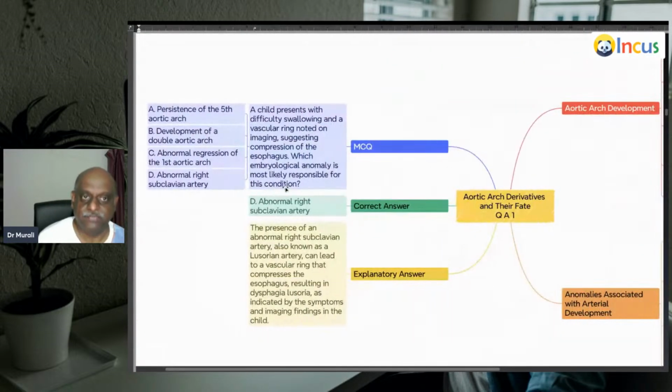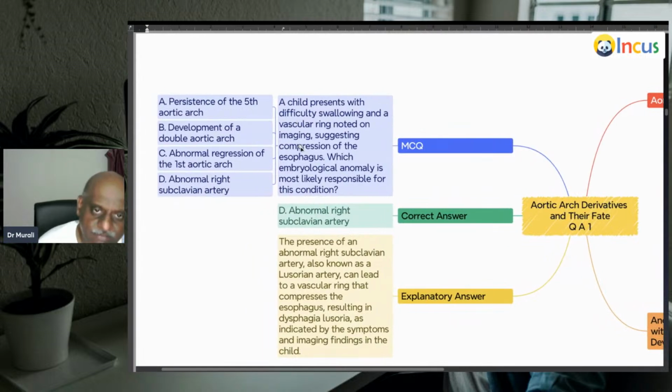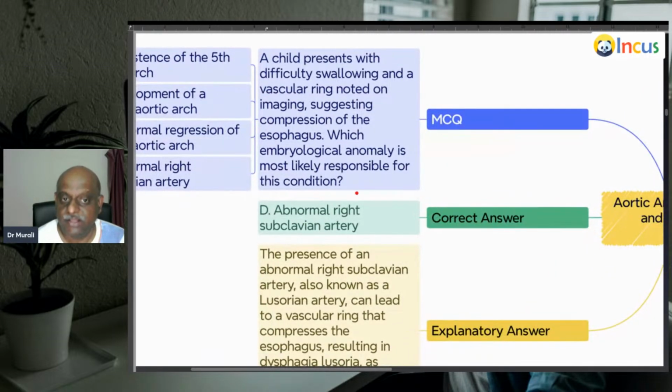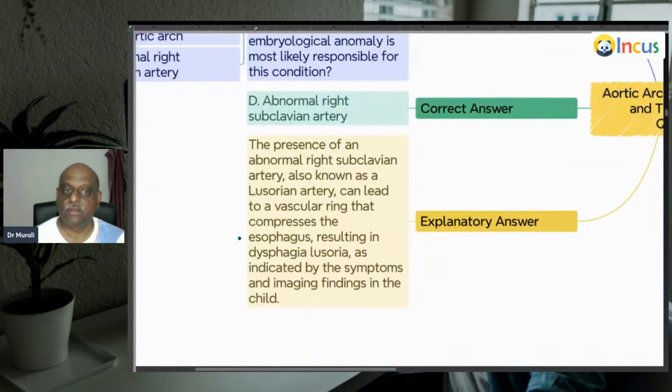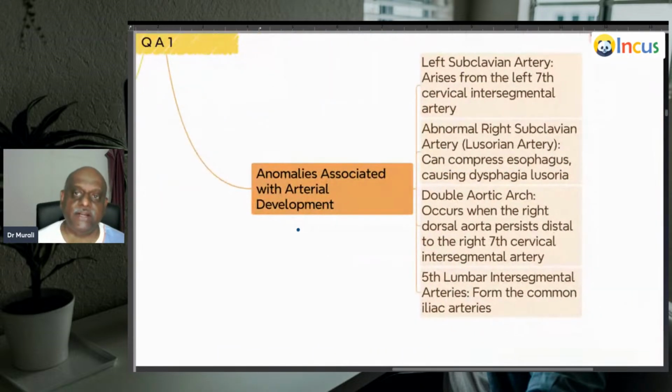The next question. A child has difficulty in swallowing. A vascular ring is noted on imaging, compressing the esophagus. Which embryological anomaly is most likely responsible? You need to know that it is the abnormal right subclavian artery, also called arteria lusoria, which is a vascular ring that compresses the esophagus, leading to dysphagia. Lusoria is what you need to remember.